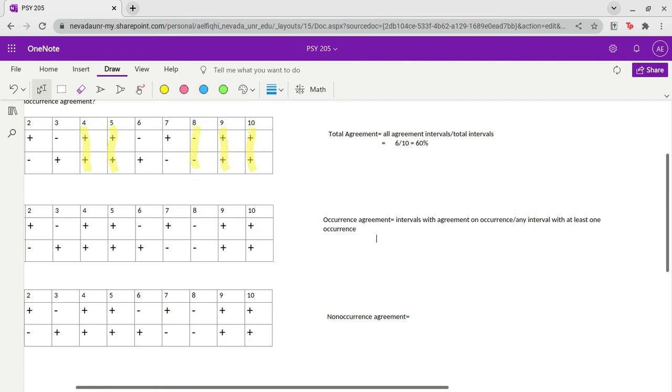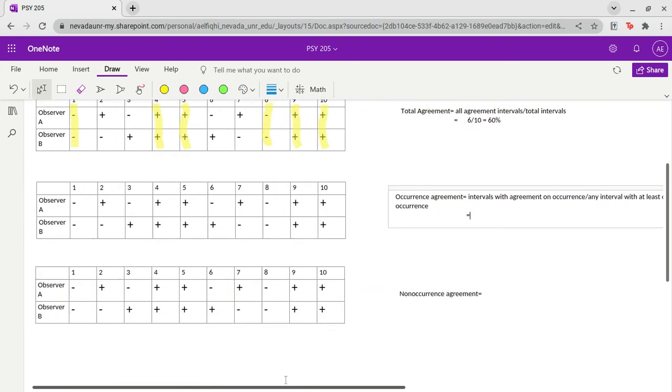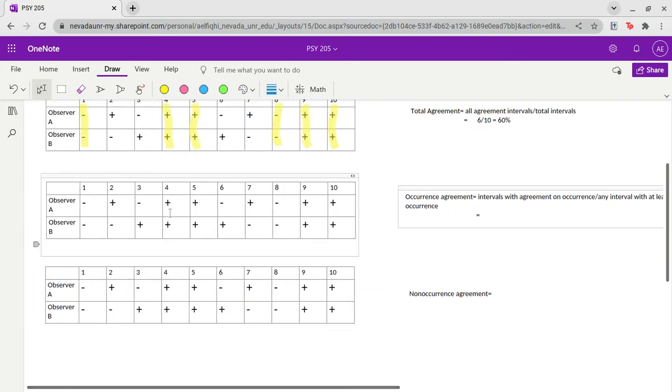So first we'll find our denominator. That's going to mean any interval where either one, observer A, observer B, or both had an instance of occurrence. In this case, it'd be an occurrence of screaming behavior. So I'm going to get my highlighter again.